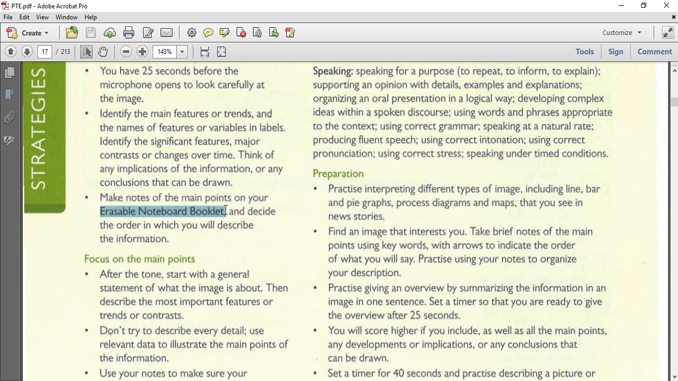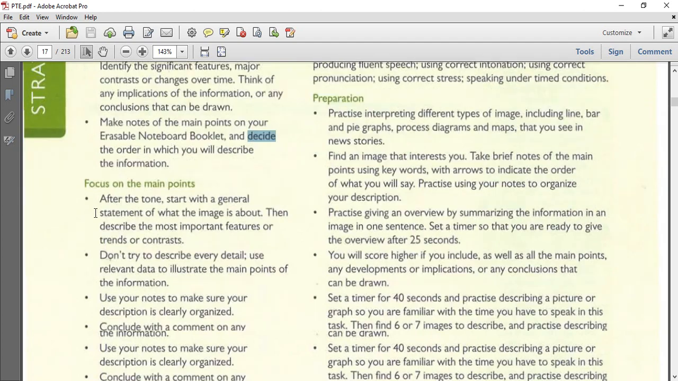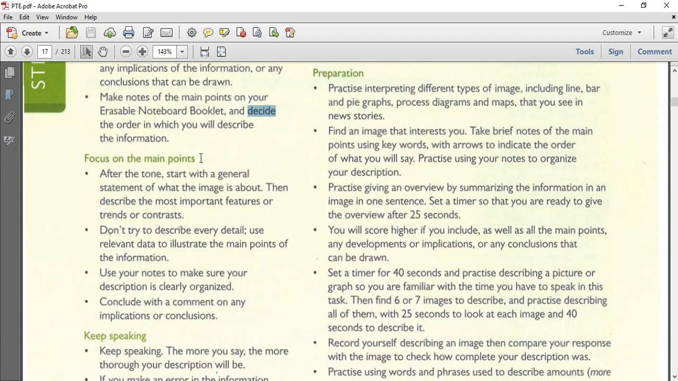So it's very important to identify the main features or the name of the features because it's very important for us to use that information to describe in that answer, and make notes of the main points on your erasable notebook booklets that was given to us or to the examinees in the session of that exam. Describe the order in which you will describe the information. Focus on the main points.